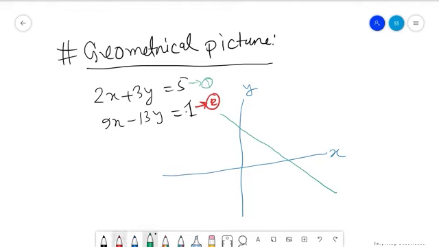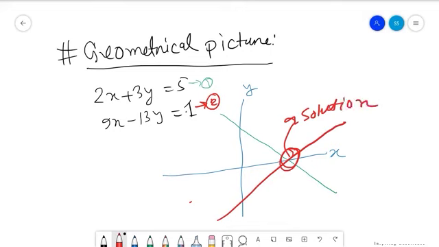And the second line will have, let's say, something like this. That's the graph of the second line, and the point where they intersect, this is the solution, right?